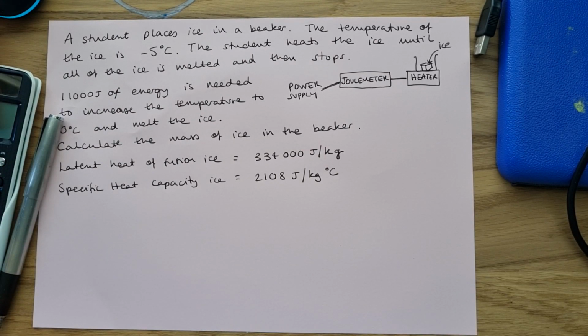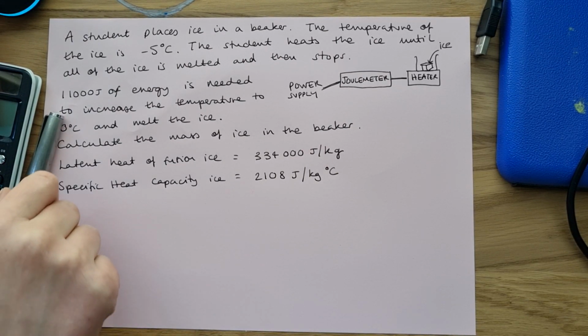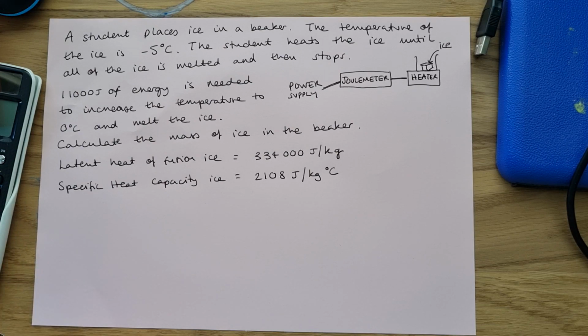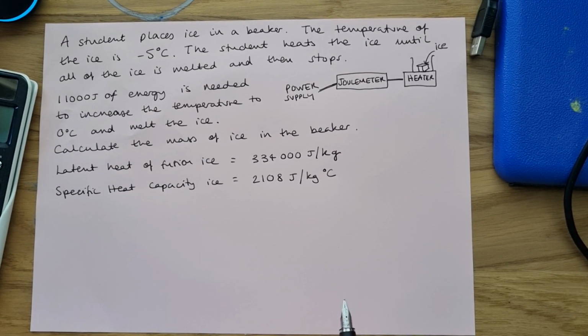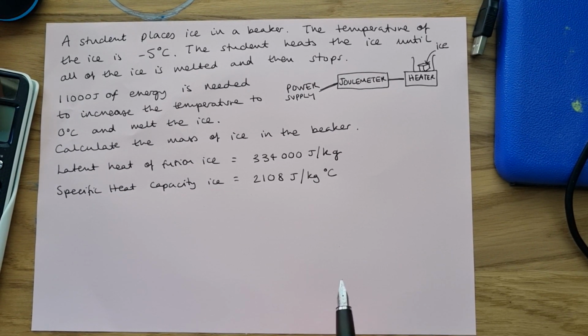Hi, so I think the trickiest calculations that they can give you on the paper one are the specific heat capacity and latent heat ones, where you have to find the mass rather than the temperature change or the specific heat capacity itself. So I've written a question here for you to have a go at, and then I'll go through it. A student places ice in a beaker.